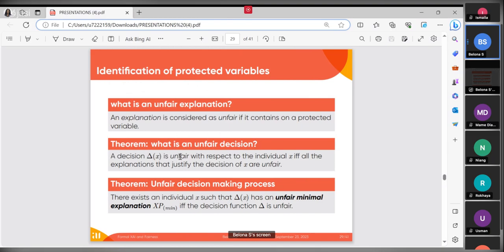The most important theorem in this slide is this one, because this helps us to check whether the model is fair or unfair. I will explain again. If I compute explanations of an individual, and in the explanations I see that one of them has a protected variable, it means that the decision making process is unfair. And also, if I compute the explanations for a particular individual and all its explanations have a protected variable, it means that the system discriminates against that person based on that protected variable. This is the main thing to keep in mind from this slide.